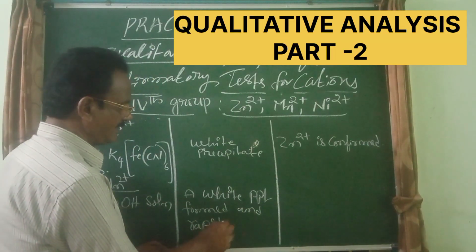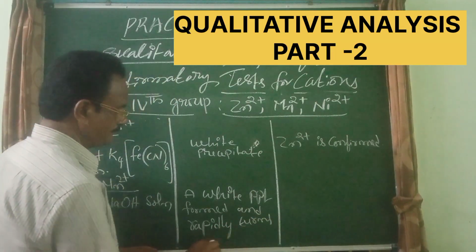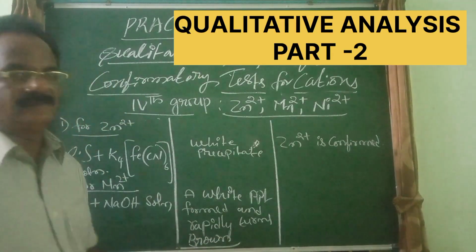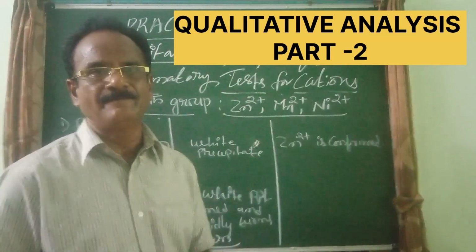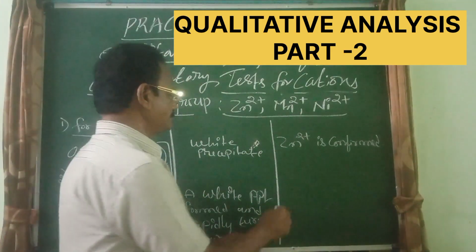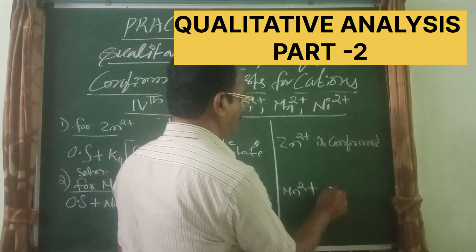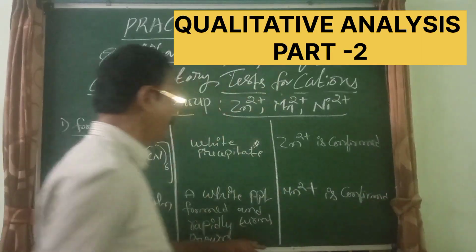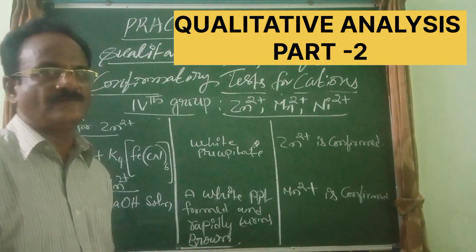And rapidly it oxidizes. Rapidly turns to brown. Keep in mind, the final precipitate is brown. Okay, it just appears as white precipitate for a few seconds, and then it turns to brown. Okay, so then one can confirm Mn2+. Mn2+ is confirmed. Okay, so this is about the confirmation of Mn2+.